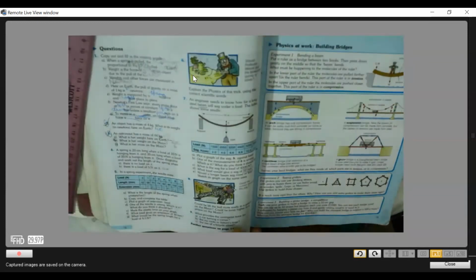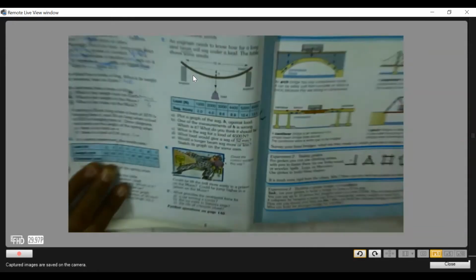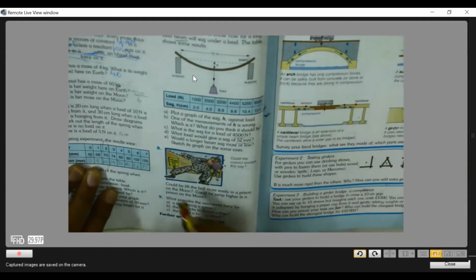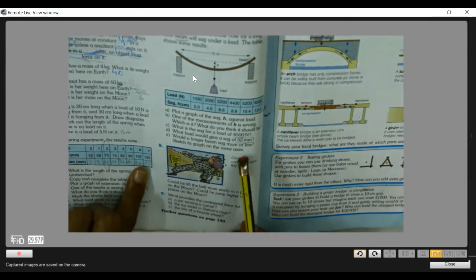Yes. Okay, question number 8. Let's focus on this. Second last question. Could he lift the ball more easily in a prison on the moon? Could he jump higher in a prison on the moon? Could the convict escape this way?